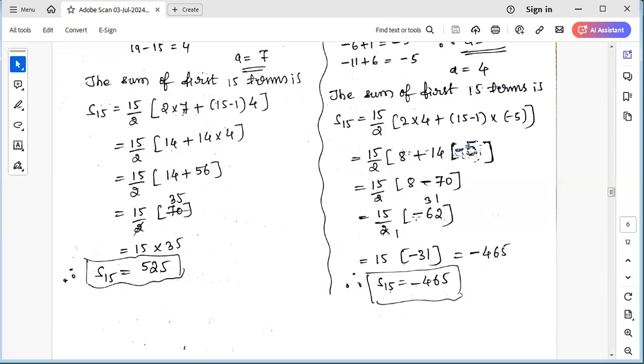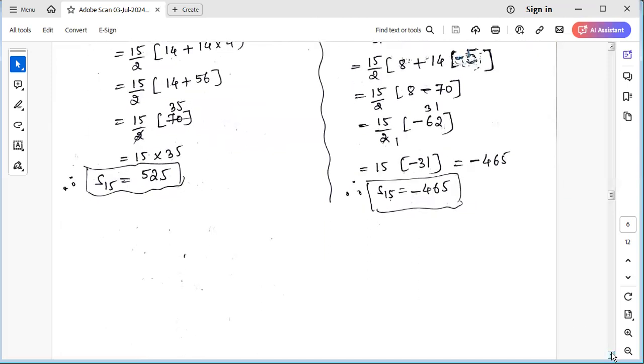So you cancel it: 2 ones are 2, 31s are 62. So you will get minus 31. This minus 31 is into 15. So 15 into minus 31 gives minus 465. So we got the sum here as minus 465. So in this way, this problem is solved.